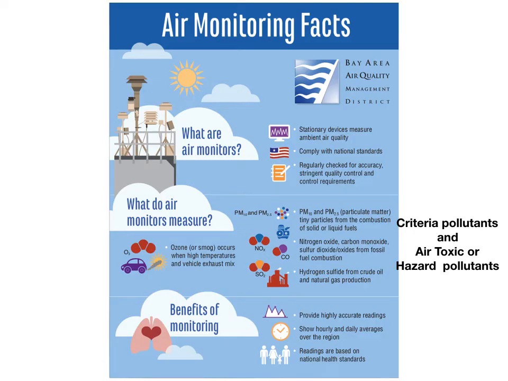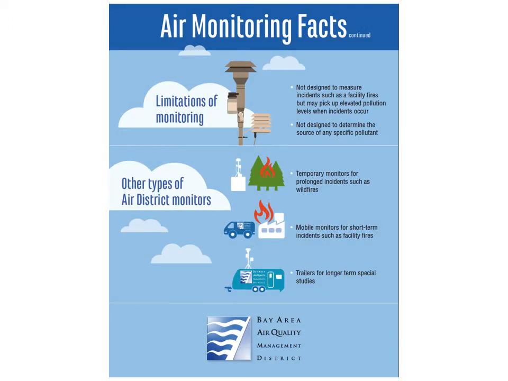The Bay Area Air Quality District defines monitors as stationary devices that measure ambient air that comply with national standards and are regularly checked for accuracy. Monitors measure criteria pollutants and toxic pollutants like particulate matter, nitrogen oxide, carbon monoxide, hydrogen sulfide, etc. Monitors have limitations. For example, they can't determine the source of any specific pollutant.